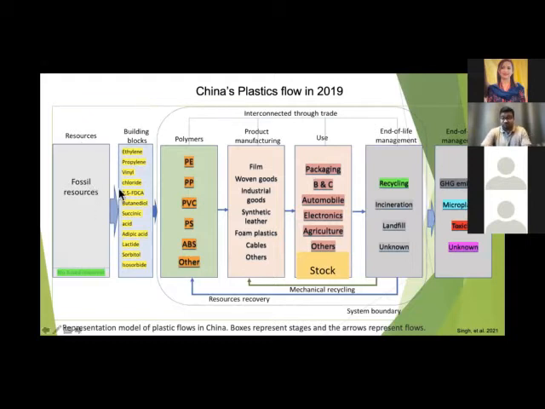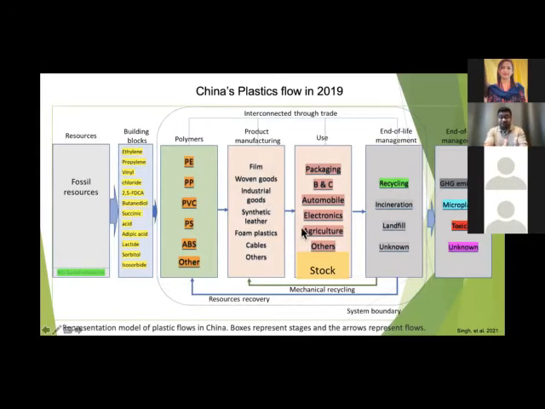It's like from resource to building blocks, different monomers that are made before making polymers. Here, there are about 5 types of plastic polymers majorly produced in China, almost 74%. Others are just like 26%. Then it goes for manufacturing, where different types of plastic are made, like films, woven goods, industrial goods.